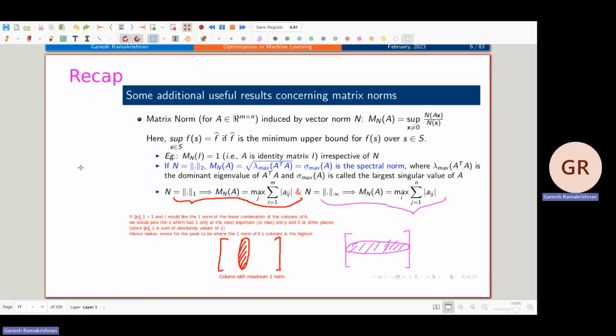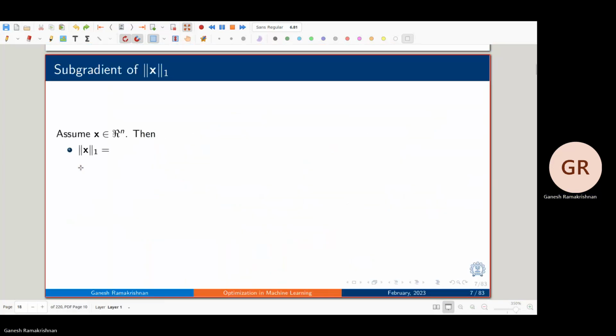I don't want to spend all the time here. Now let's look at a special case. What is the subgradient of the 1 norm of x? Simple use case. Can I write it in terms of this max or supremum? Open your notes. You should write this. Subgradients of the 1 norm of x.